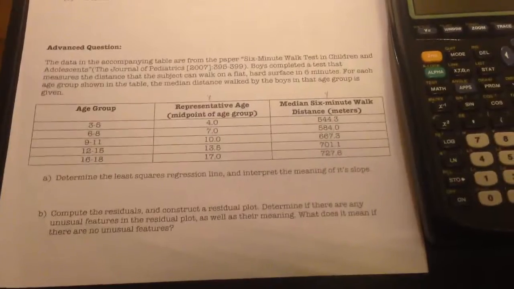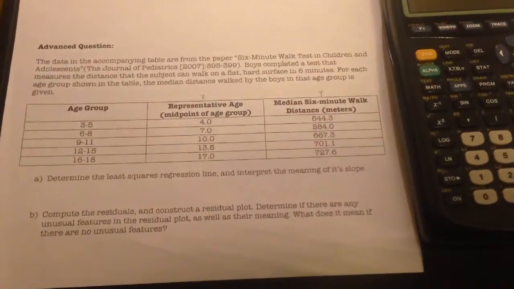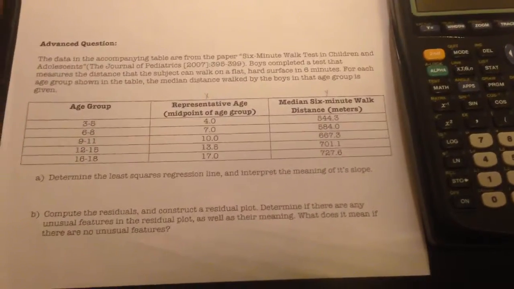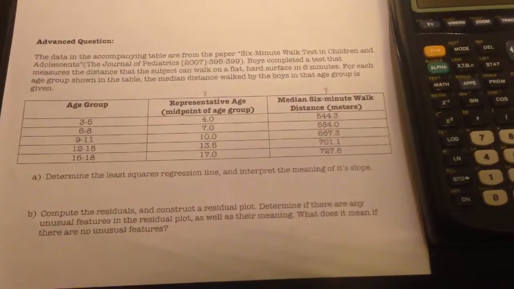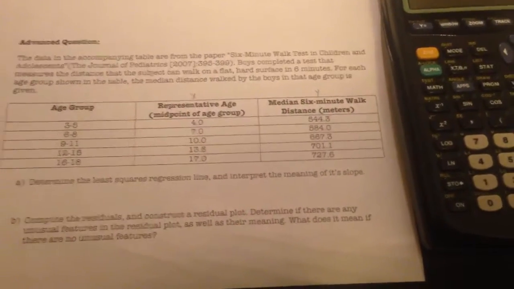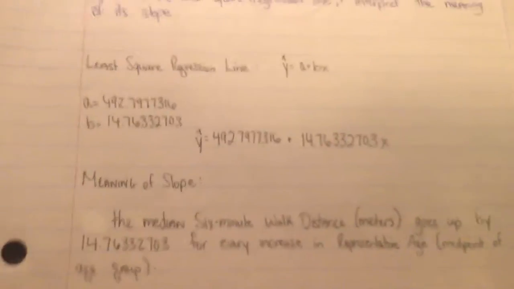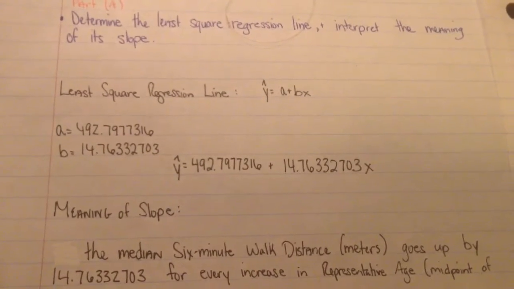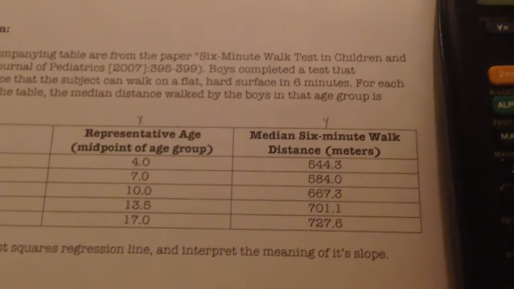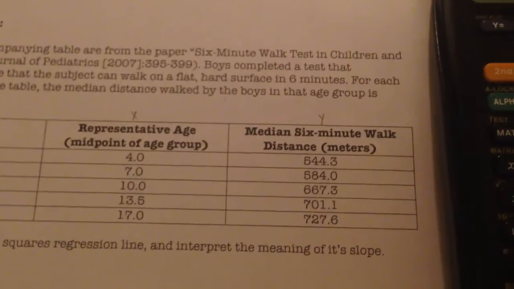Alright, now on to the advanced question for Video number 2. This data represents 6-minute walk tests in children and adolescents. Part A of this question wants you to determine the least squares regression line and interpret the meaning of the slope. First, the formula for the least squares regression line is y hat equals a plus bx. But in order to find a and b, you first have to come back to this data and put it in a list in your calculator.